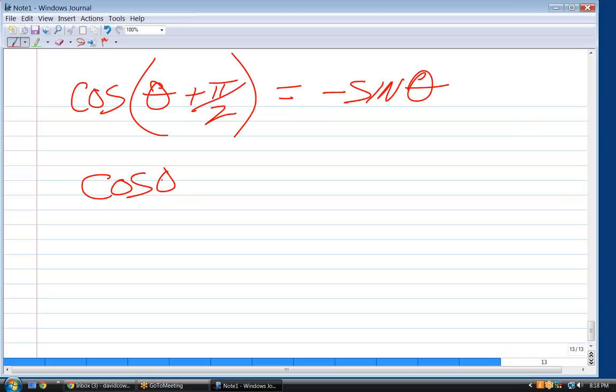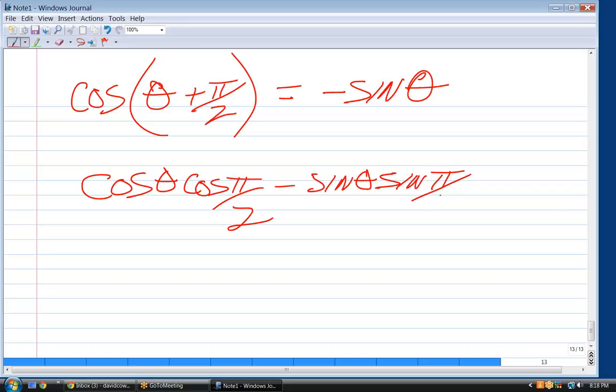Cosine theta cosine pi over 2. That'll be minus sine theta sine pi over 2. What's the cosine of pi over 2, or 90 degrees?